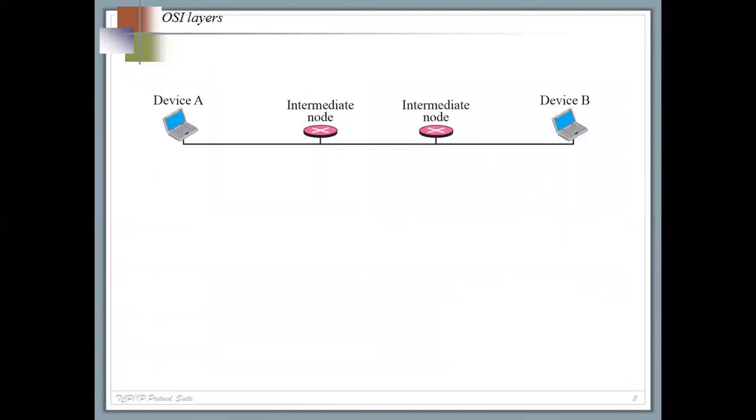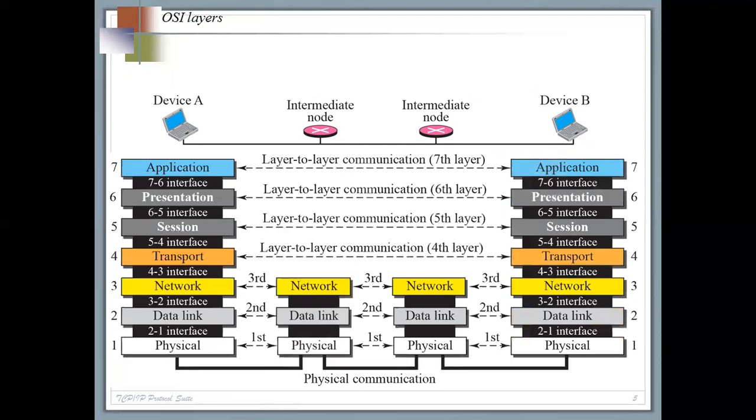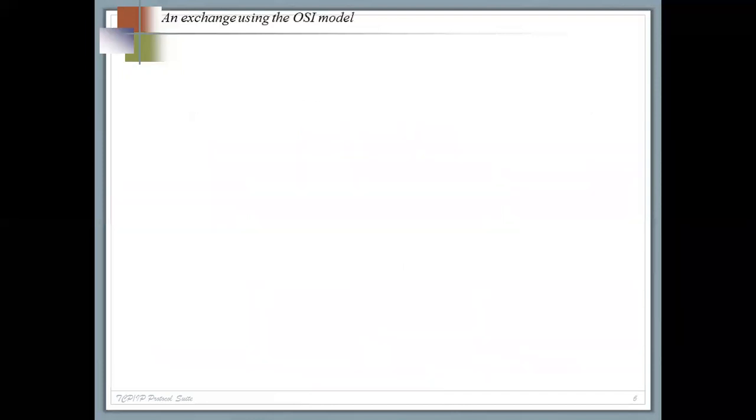So how can it be exchanged? Let us consider device A as the source and device B as the destination, with n number of intermediate nodes. In device A, it interacts from layer 7, the application layer, down to the physical layer, and then in the intermediate nodes it interacts up to the network layer. The network layer decides whether it is the destination or not, and device B is the destination. So from layer 1 to layer 7 it goes up in device B. This is how it is done.